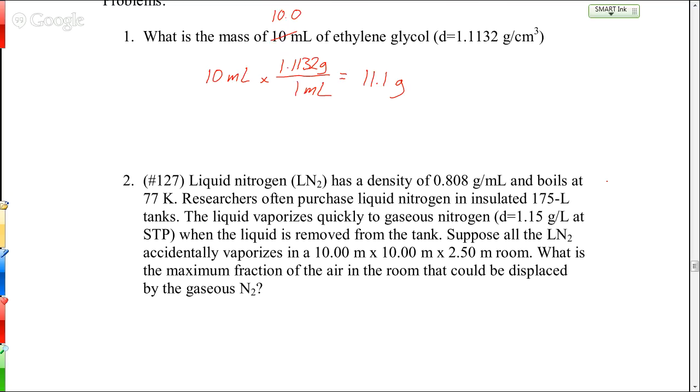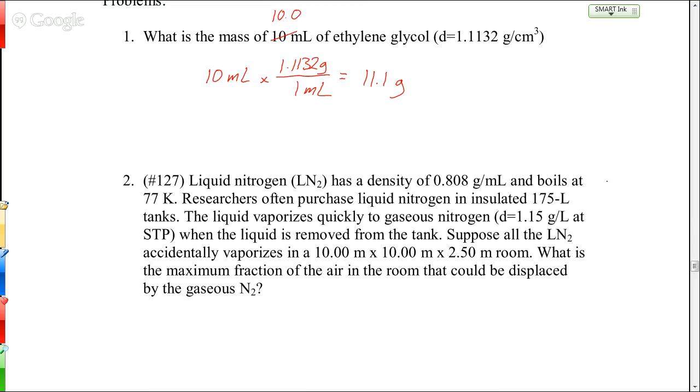So let's say all of the liquid nitrogen vaporizes from this 175-liter tank in a room, 10 meters by 10 meters by 2.5 meters, which is like a typical room like this. What is the maximum fraction of the air in the room that could be displaced by the gaseous nitrogen? So this is kind of a safety type question.